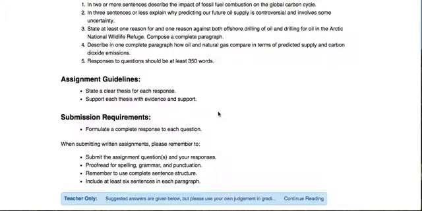Your answers should be complete and concise. They should be about 4 to 5 sentences each, where appropriate. Make sure you're proofreading for spelling, grammar, and punctuation. And like I said, make sure that you're clear and concise in how you're articulating your answers. Put some real thought into this, because this is really going to be an important project going forward.